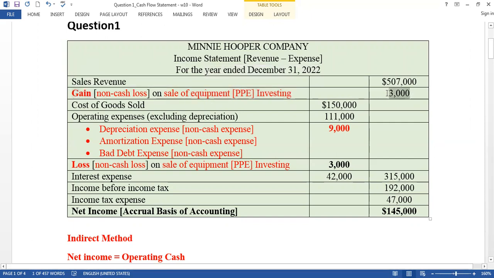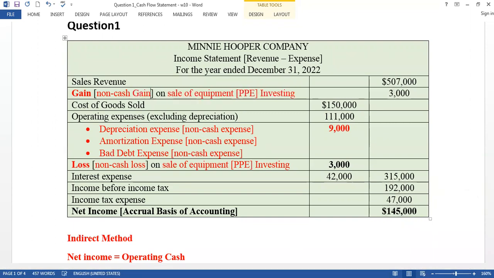Because of this gain, will your net income increase or decrease? Increase, right? Because of this gain, your net income increases, but operating cash does not increase. You understand? Although your net income increases, if you think only of operating cash, it does not increase. Why? Because this gain is a non-cash gain.